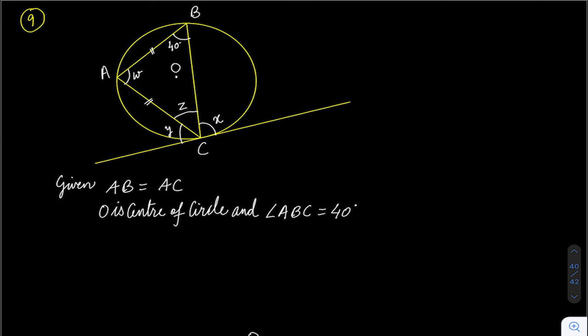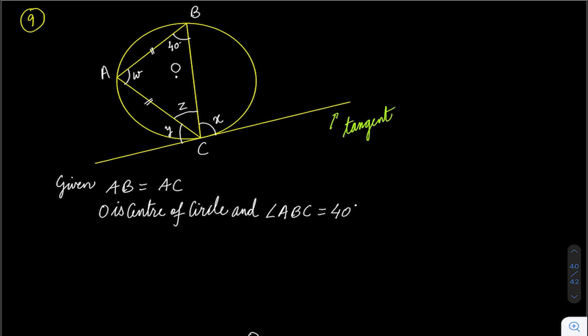Okay, now this looks a little weird. We have a circle. This line is tangent. It's given AB is equal to AC, and the center O is also given. But there is no diameter, and there is no radius either. But this is a tangent, and BC and AC are chords.